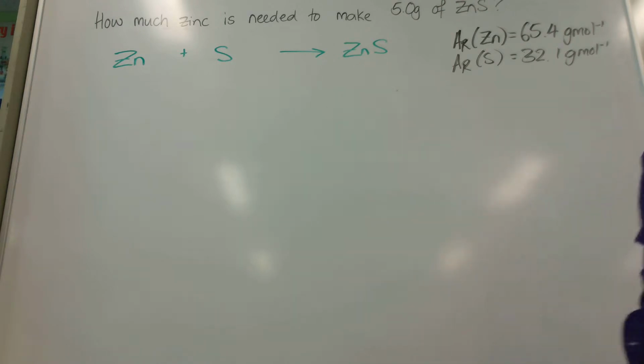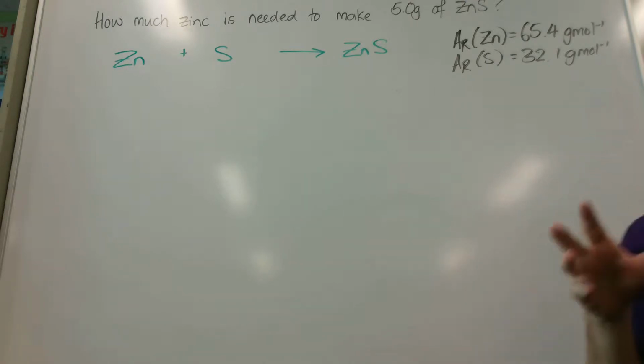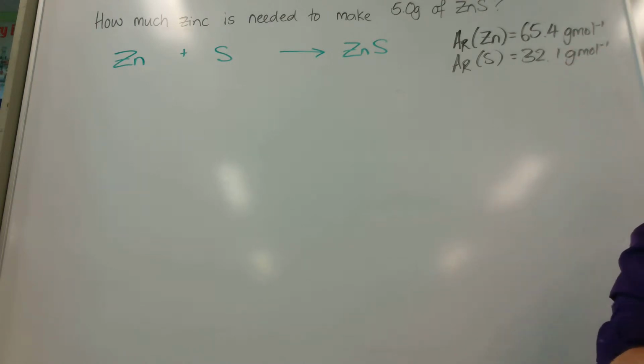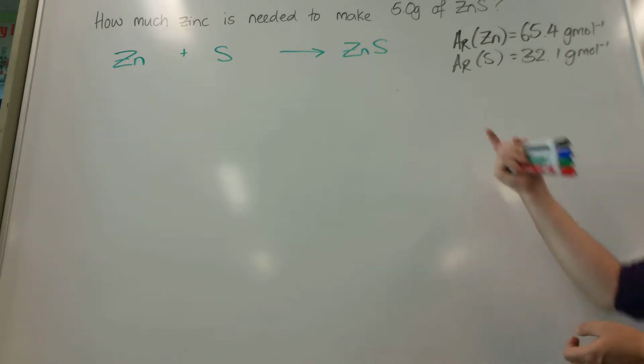So I need to know how much sulfur I need, and I actually need to know how much zinc I need. But I'm going to assume that I'm going to put too much sulfur in. This is a reaction where I heat it, so the excess sulfur will just burn off as sulfur dioxide, which isn't particularly good for us, but I can burn off the excess. So all I care about is how much zinc I need, because that's what we call my limiting factor.